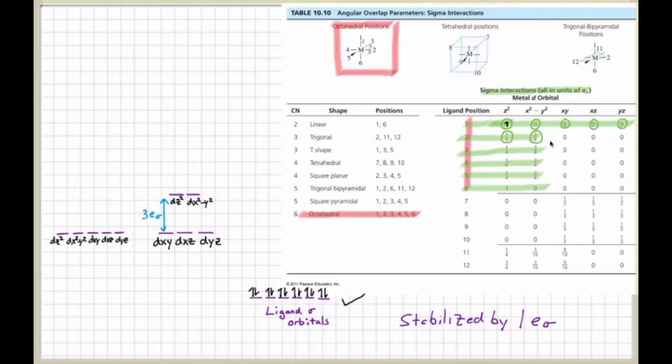And then finally, ligand position 6 is stabilized by its interaction with the dz squared orbital. So all of those orbitals are lowered in energy by 1 unit. So I show those lowered just slightly. We'll draw dotted lines to indicate the interaction of the orbitals, and there we go. And so this is your energy diagram for an octahedral complex based on the angular overlap model.